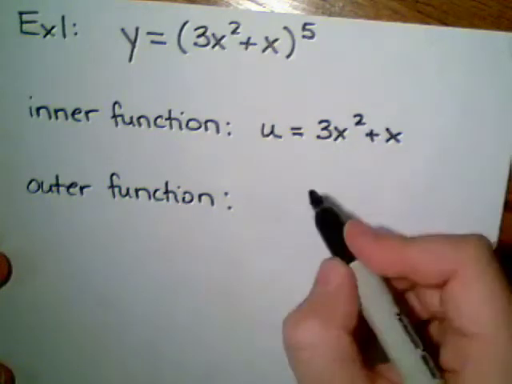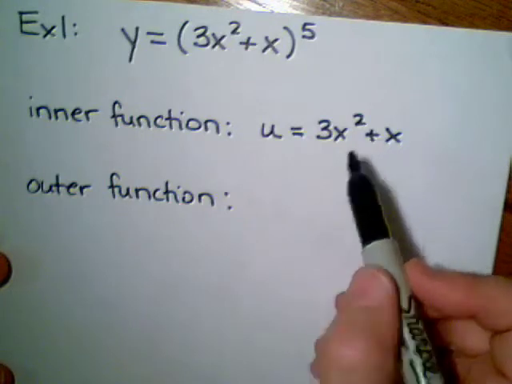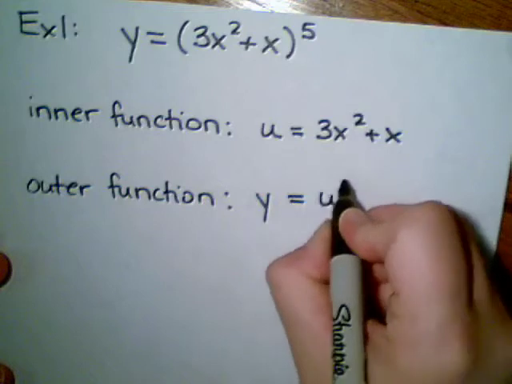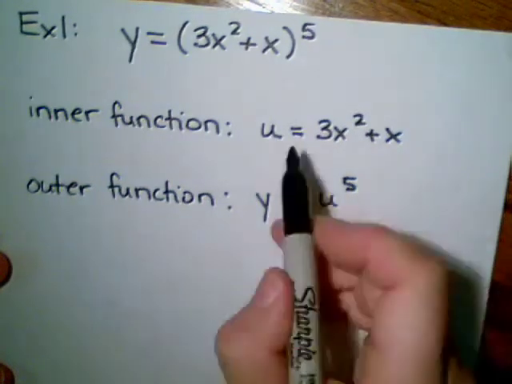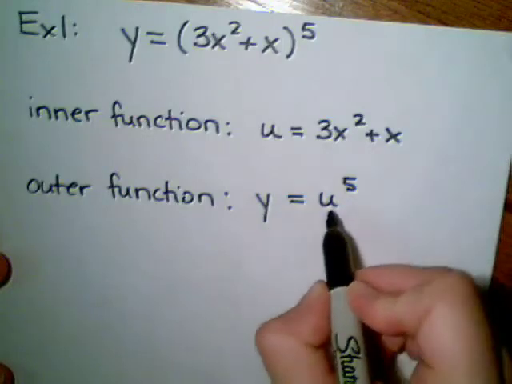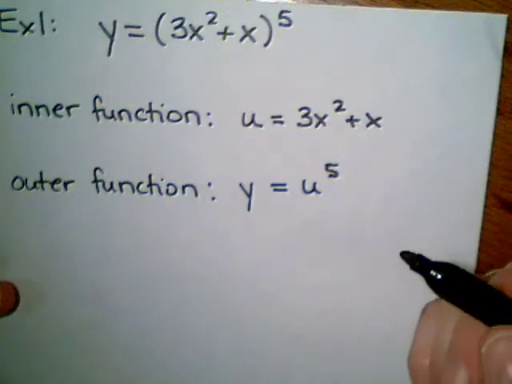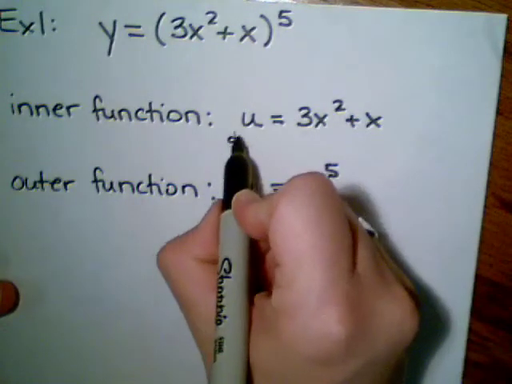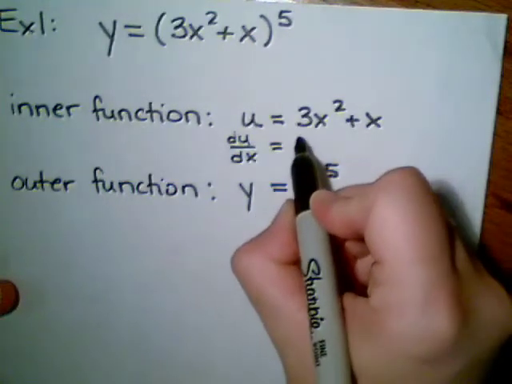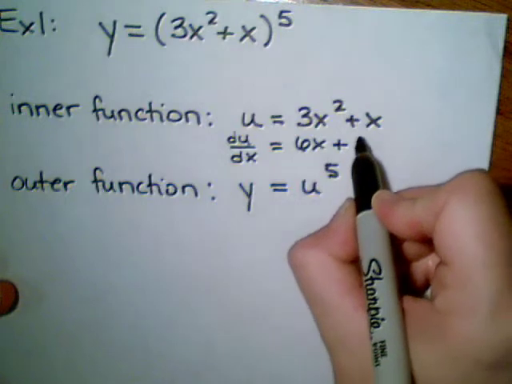The outer function is what's being applied to the inner function. So we're going to label y as u to the fifth. U is the polynomial, and that means y is the polynomial to the fifth power. Okay, now we look at these separately. We're going to take the derivative of u with respect to x. That's just a power rule, and we get 6 times x, plus the derivative of x, which is 1.